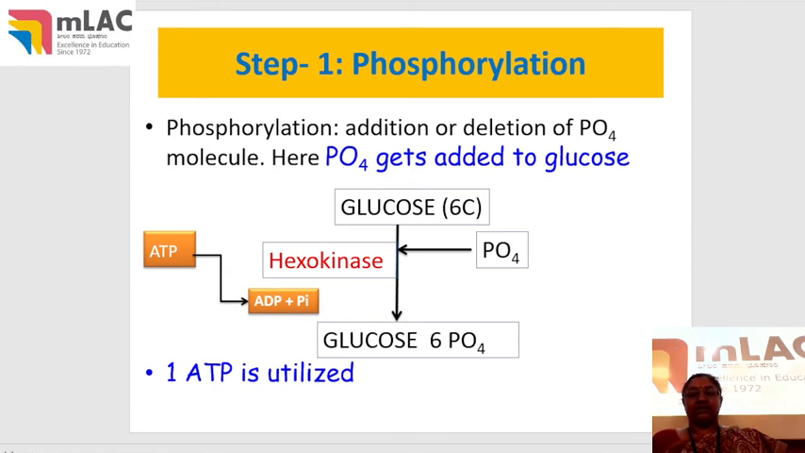Glucose will receive a molecule of phosphate and get converted or phosphorylated to form glucose 6-phosphate. This phosphorylation reaction is catalyzed by the enzyme hexokinase. Glucose is getting phosphorylated to glucose 6-phosphate in the presence of hexokinase enzyme. In this reaction, ATP is utilized. When we say ATP is utilized, ATP is converted into ADP and inorganic phosphate. So in this reaction, we see the utilization of one ATP molecule.